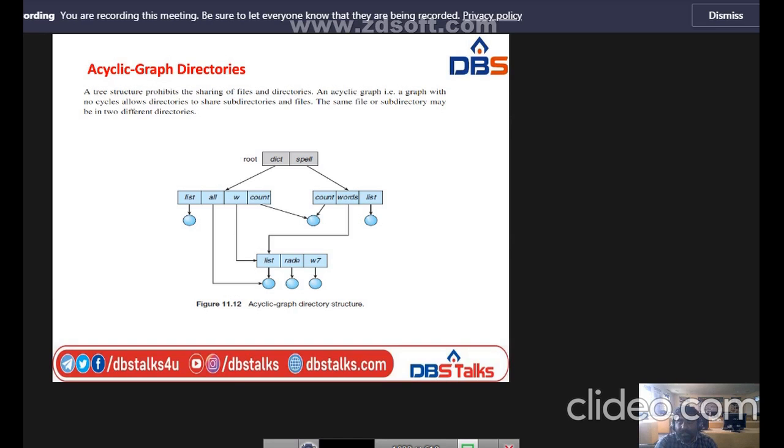Another approach in implementing a shared file is to duplicate all information about them in both sharing directories. Okay, so this is the representation of the acyclic graph directory.